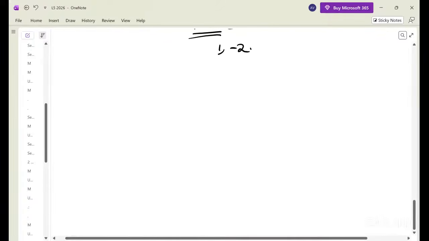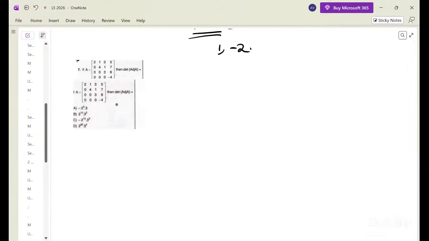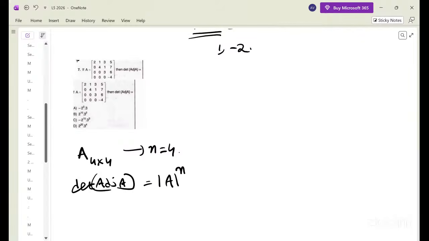You can try. Copy the question and try again. Here it is. Look at this question. Determinant A is given, find determinant of adjoint A. A is a 4x4 matrix here, so N is 4. What is the determinant of adjoint A formula? You need not calculate adjoint A. It is det A to the power of N minus 1, so det A to the power of 4 minus 1. So in order to find this, we have to find det A. The problem is how to find det A.